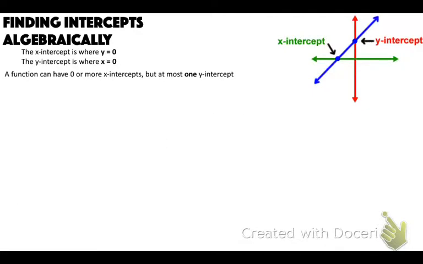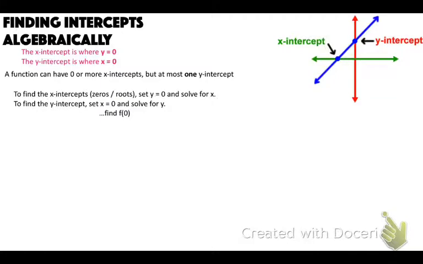Cool? So finding them algebraically. This is where we're going to use x-intercepts: y equals 0, and y-intercepts: x equals 0. To find the x-intercepts, which are also called zeros or roots, we're going to set y equal to 0 and solve for x. To find the y-intercepts, we're going to set x equal to 0 and solve for y, or you're going to find f of 0.